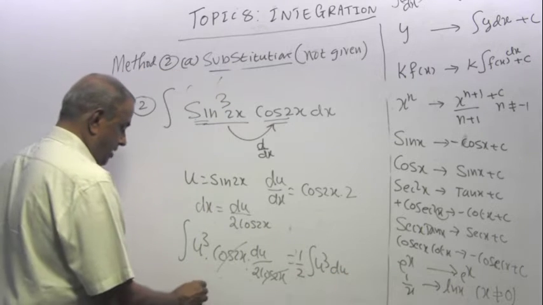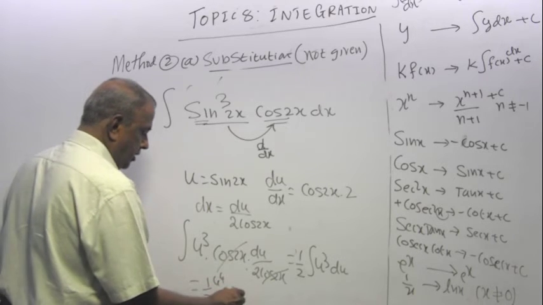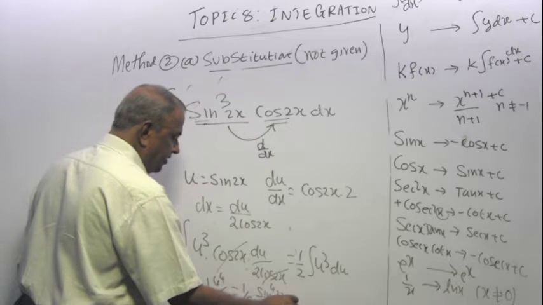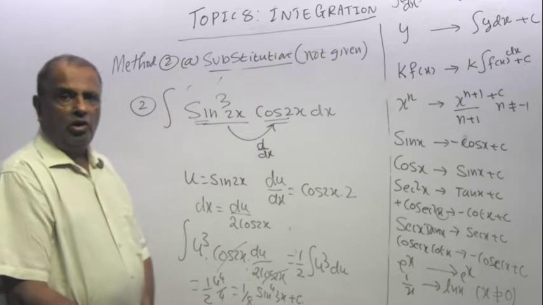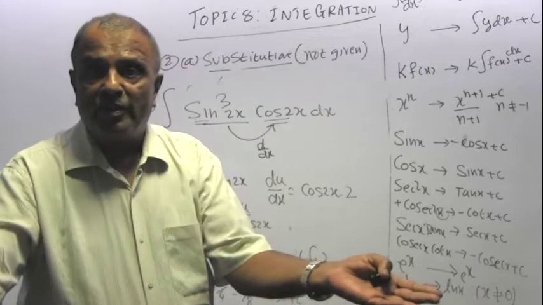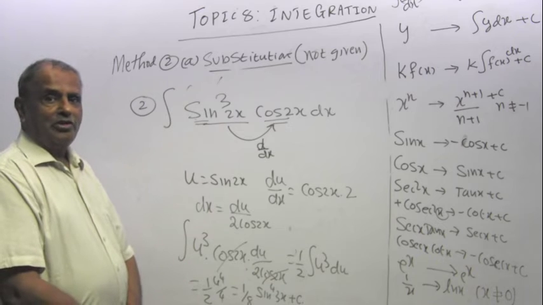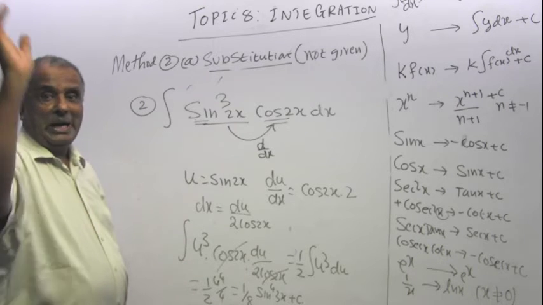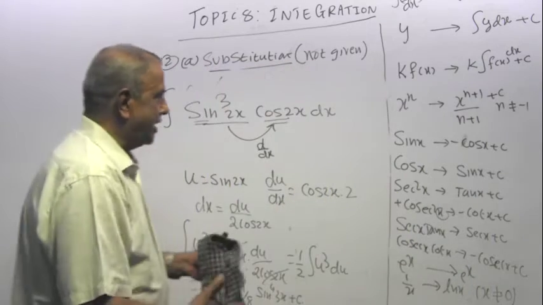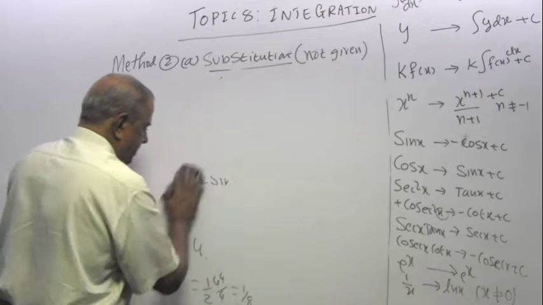Very good. What does u cube give you? u power 4 over 4. So it's 1/8 of sine power 4 2x plus c. So this is called simple substitution. That means you're expected to do this. Please don't say sine cube gives you cos cube, cos gives you sine, so it's cos cube 2x, sine 2x, and even divided by 2, because you remembered onion rule. Doesn't work that way. Okay? I'm going to take the next one because it's very important.